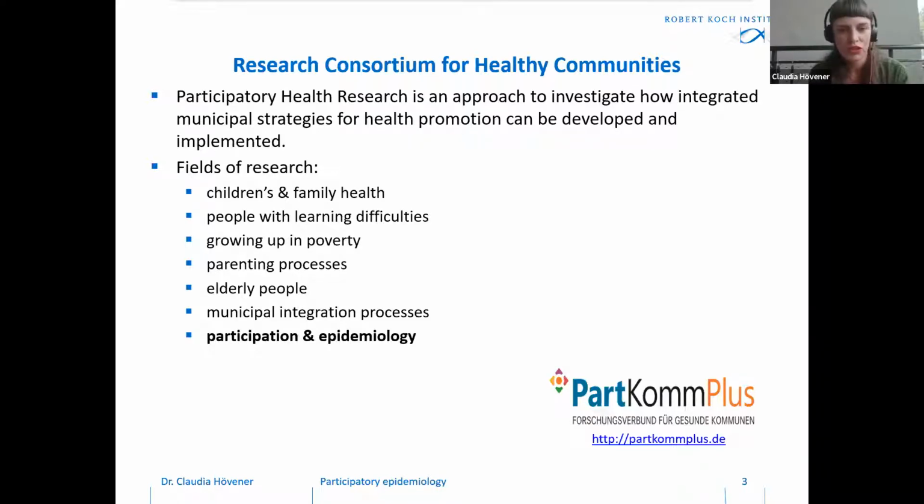So we covered children's and family health, but also people with learning difficulties, growing up in poverty, parenting processes, elderly people, and also municipal integration processes and participatory epidemiology. So you see there were quite a few different focuses here. And if you're interested in reading up on this, there's the website that you see here.